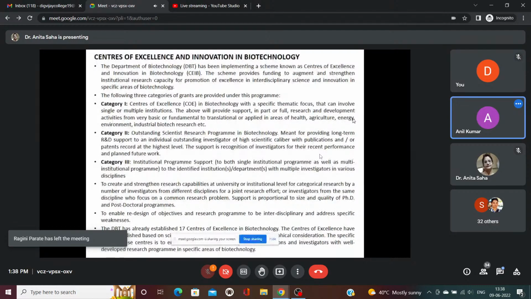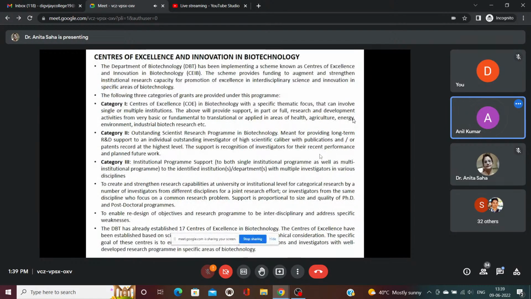Okay. You can apply to develop your college in these categories. In category 1, Center of Excellence in Biotechnology with a specific thematic focus that can involve single or multiple institutions, but it should be with some thematic focus. Like in our Chhattisgarh, the monogenetic diseases are abundantly found in our society. So any college or any university can apply for monogenetic disease investigations under category 1.